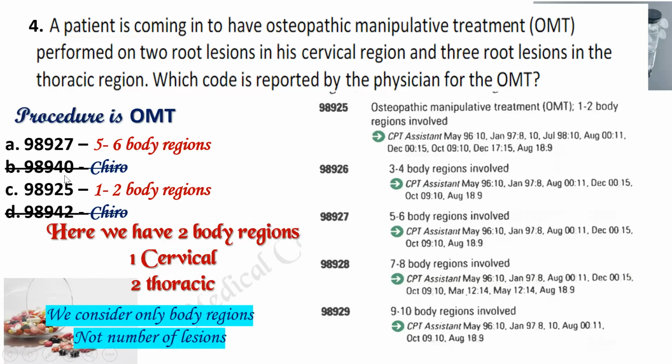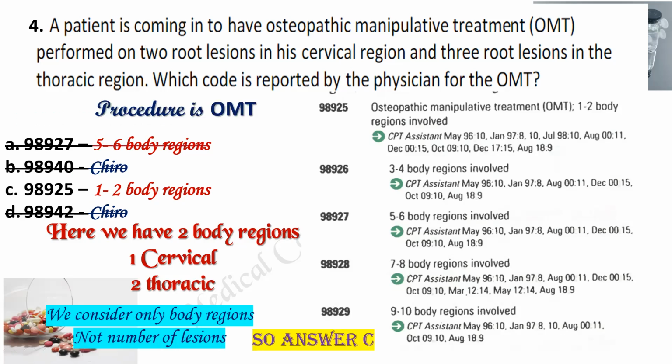So we have options A and C. And what are they saying here? Body regions: cervical region, thoracic region. So we consider only the body region, not the number of lesions. Cervical has 2 root lesions and thoracic has 3 root lesions where OMT is done, but we only consider the body region, where it is done, not the number of root lesions. So how many body regions? 2. So the answer is option C.